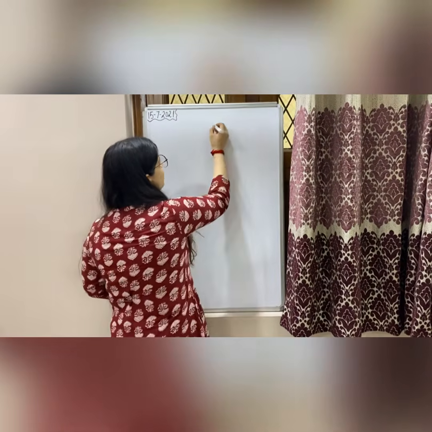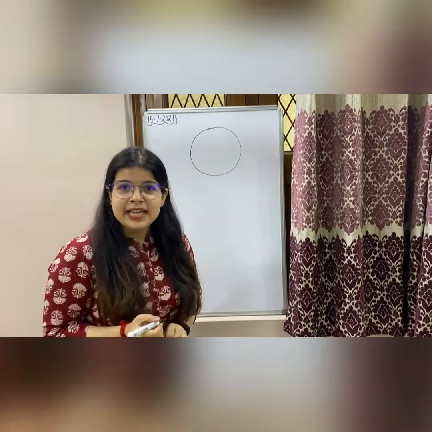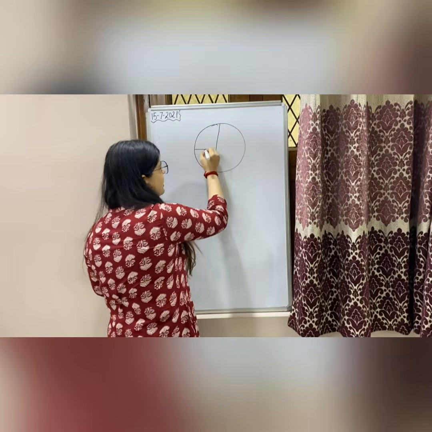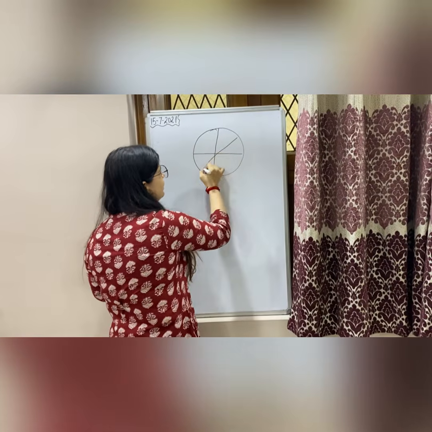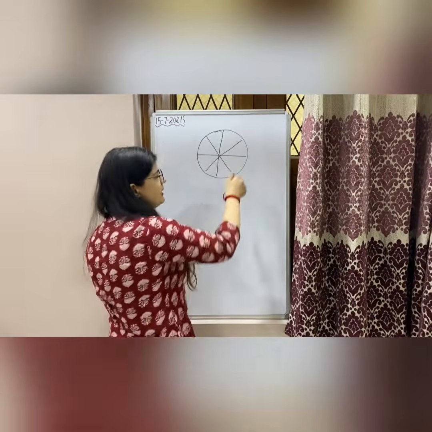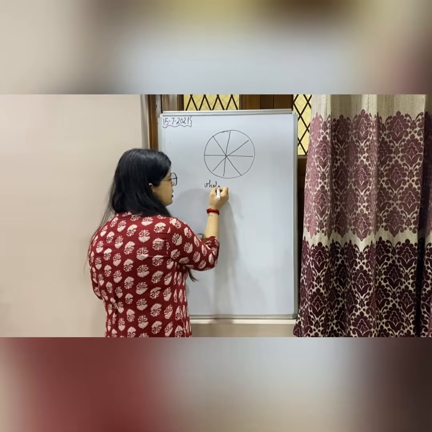A pizza looks like this, a round pizza. But when I take slices from it, my pizza sometimes is left like this or this or this, right? My pizza is like this. So this whole pizza is known as the whole of something. This is known as whole.